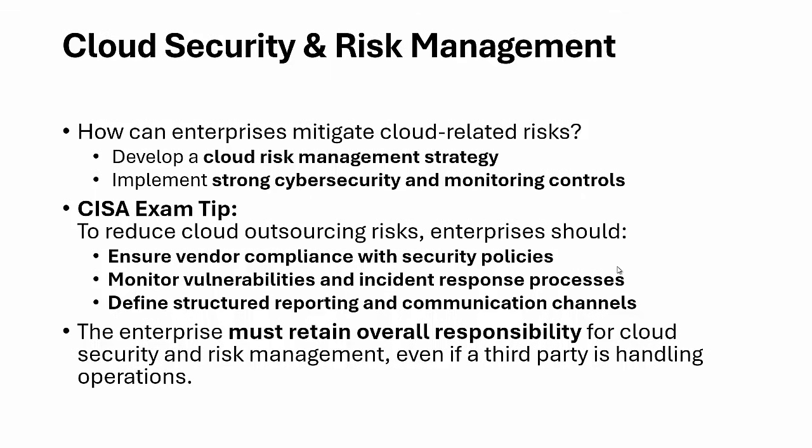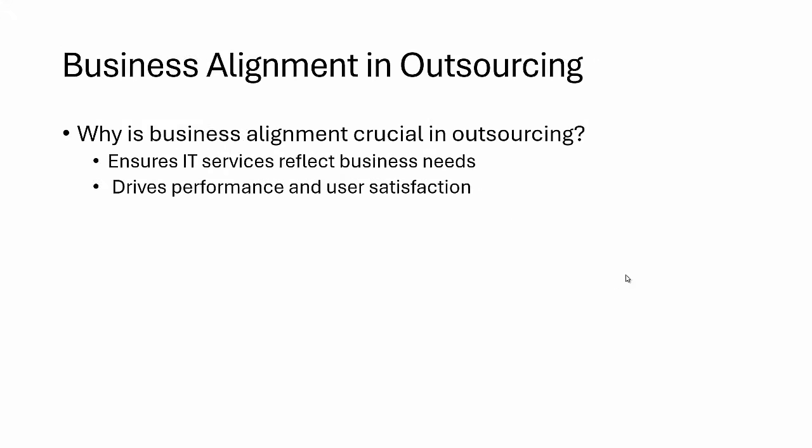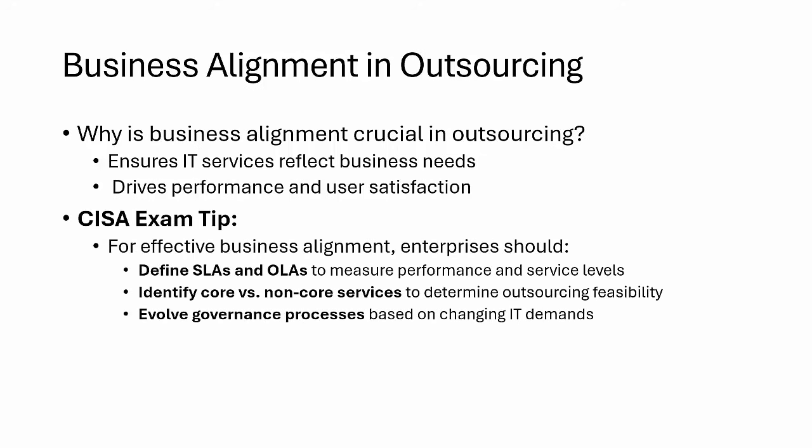So now the cloud is a third party for you. You have to make sure your business is aligned with outsourcing. So why is business alignment crucial in outsourcing? Because it ensures the IT service reflects the business need, and, more important, it drives performance and user satisfaction. As a CISA exam tip, for effective business alignment, the enterprise should define the SLA and OLA. That's the first thing you will check. For example, my expectation is that the Zoom link must be active whenever it is required. I can use that. So I will document the same in the SLA and OLA with the vendor.